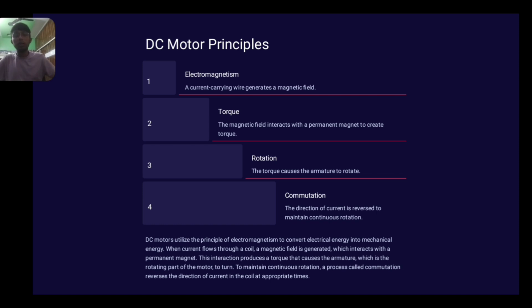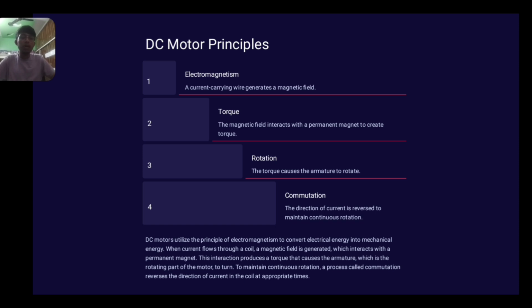Then let us discuss the DC motor principle. Electromagnetism: a current carrying wire generates a magnetic field. Torque: the magnetic field interacts with a permanent magnet to create a torque. Rotation: the torque causes the armature to rotate. Commutation: the direction of the current is reversed to maintain a continuous rotation.